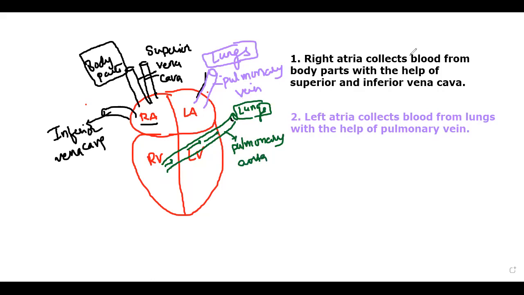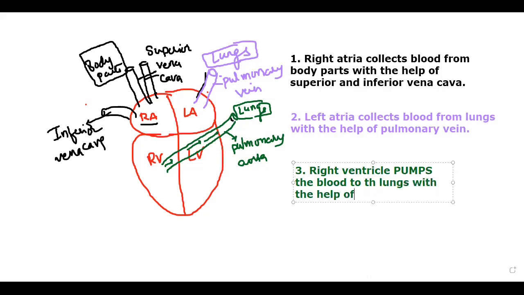Okay. So next, here the same we'll write first. Then after we'll go to the fourth chamber. Right ventricle pumps the blood to the lungs with the help of pulmonary aorta. Then aorta, nothing but bigger artery. We usually say that bigger artery is called aorta.